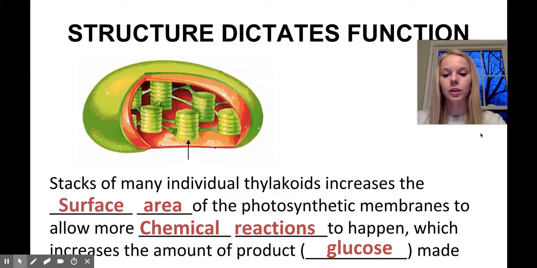Remember that the structure of anything will dictate the function. The stacks of thylakoids increase the surface area of the photosynthetic membranes to allow more chemical reactions to happen, which increases the amount of product, or glucose, that is made. Your sixth keyword is 4.